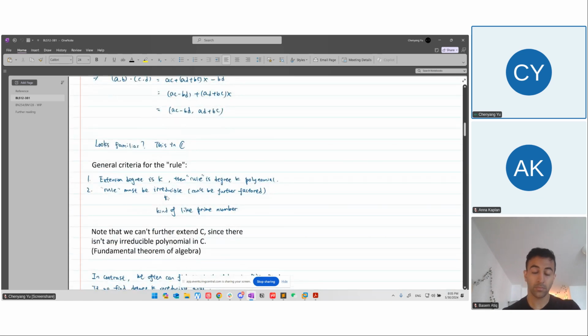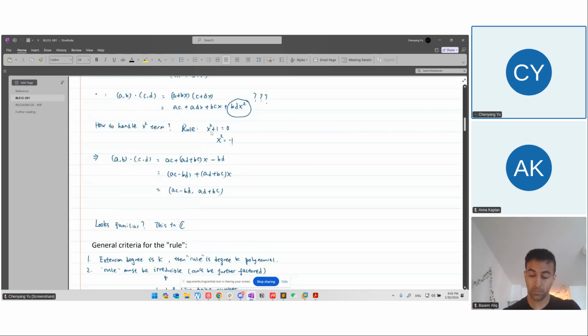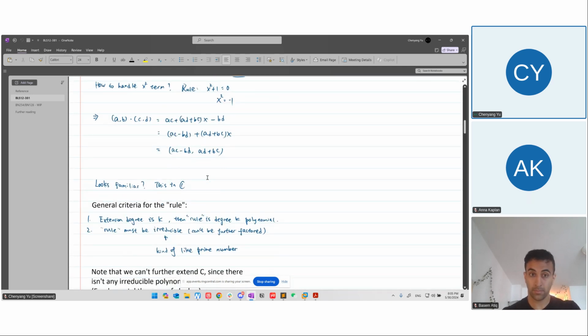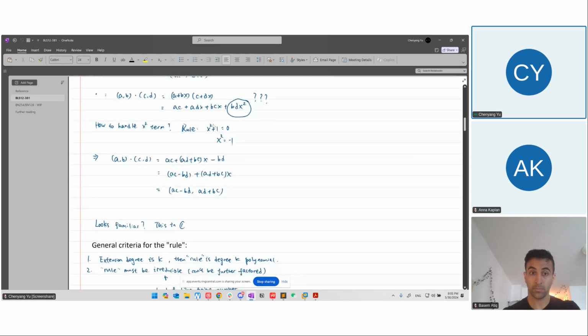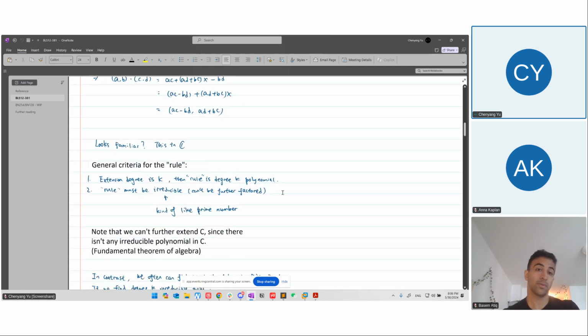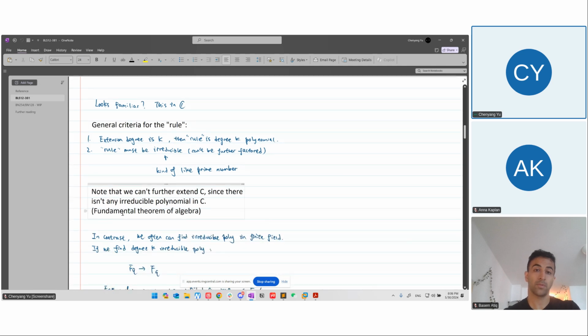And the rule must be irreducible. So x squared plus 1 is irreducible in R, because we cannot further factor this polynomial into something like x plus something times x minus something, but we can do that in C, right? So we can factor this as x plus I times x minus I equals 0, okay? So that makes sense. Yeah, that's a criteria for the rule.